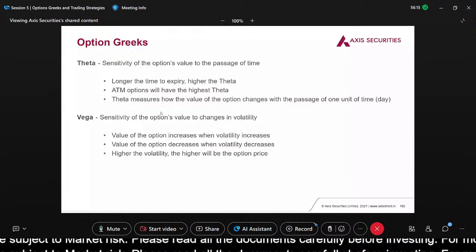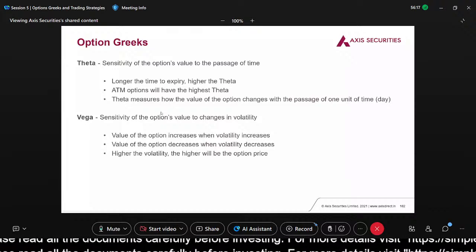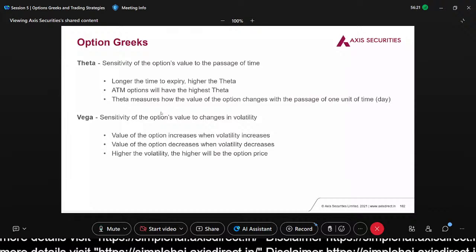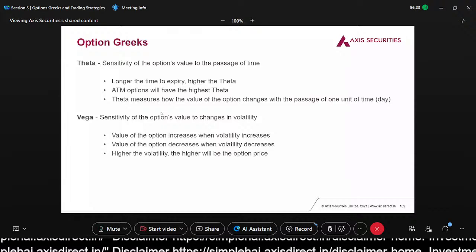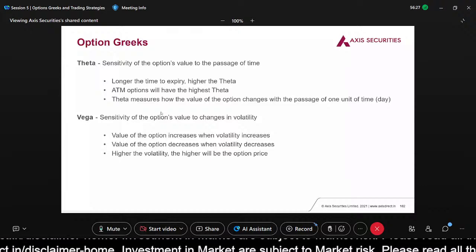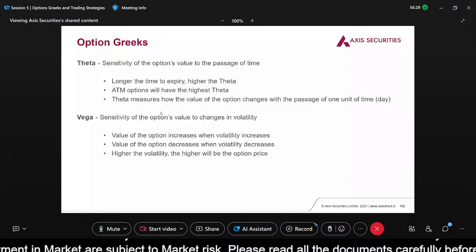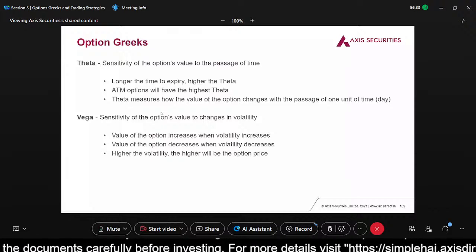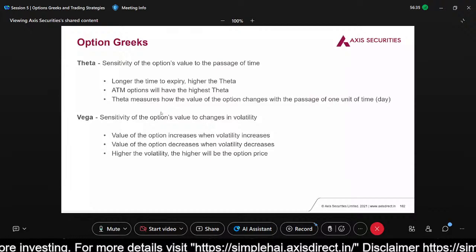And then there is realized volatility. Realized volatility is basically what you expected versus what actually happened. And historical is the value we take of what volatility was realized over the past couple of years or the past 10 days. Okay, so these are the major Greeks that you need to know about.